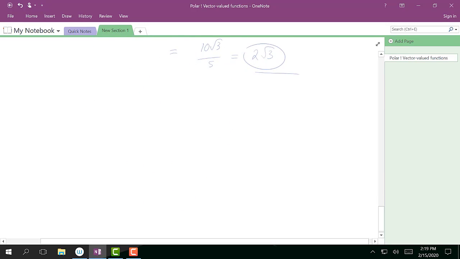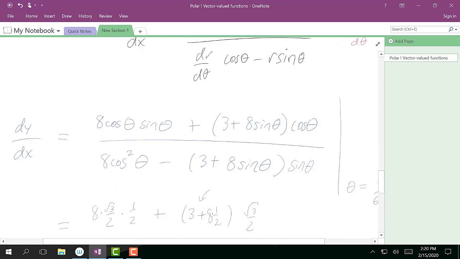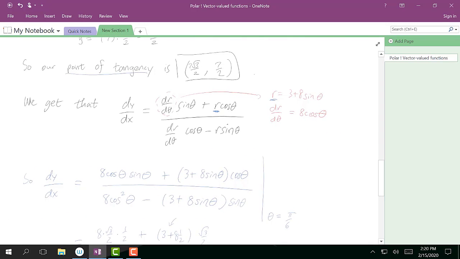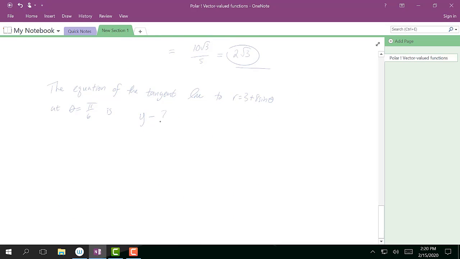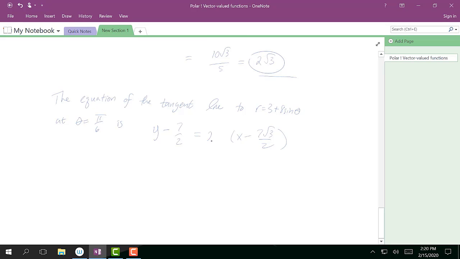Evaluate at the point. So we conclude by saying that the equation of the tangent line to r equals 3 plus 8 sine of theta at theta equals pi over 6 is y minus, so our point was 7 root 3 over 2 and then 7 over 2. So we have x minus 7 root 3 over 2. Sorry, this is kind of hard to follow. I know this is a lot, just a little algebra. And then we get 2 root 3 right here, and I'm just going to leave it like that.